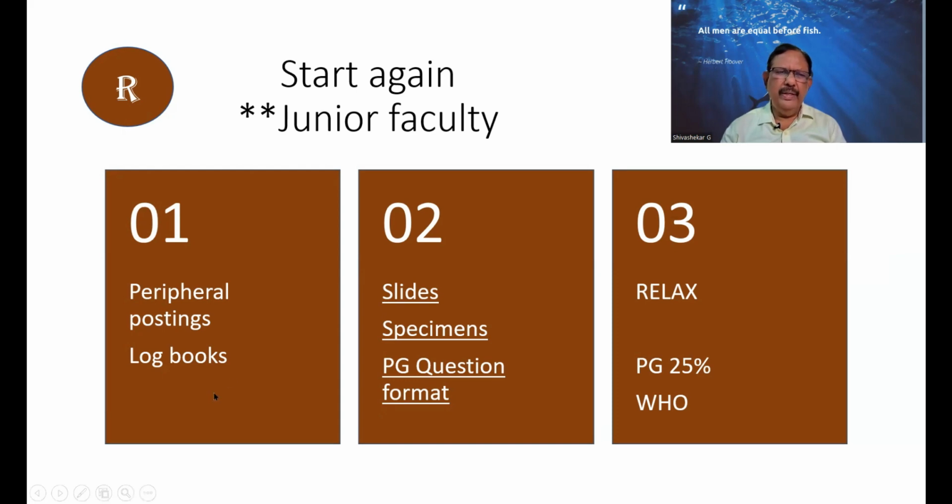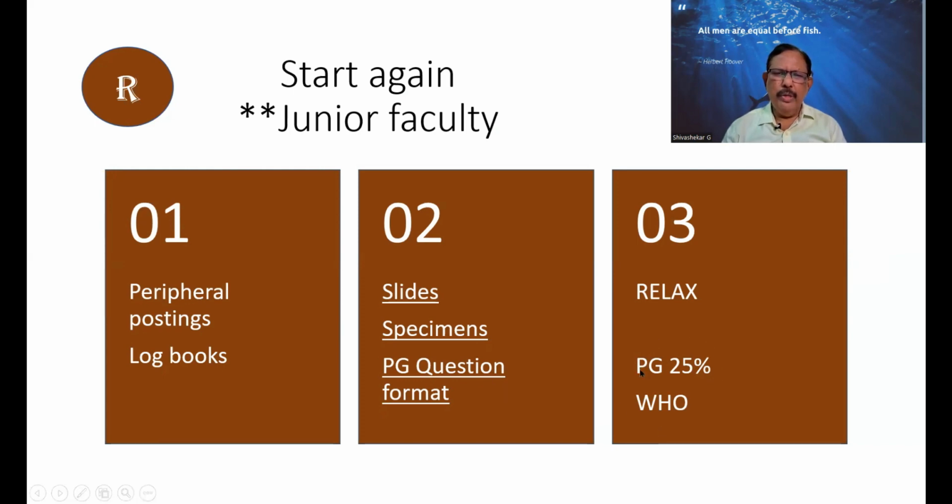Logbooks, again, let us assume it is completed or nearly complete. Slides, specimens, PG questions, format. I have underlined because we shall be doing it. This will be forming the stem and the backbone of your preparation.